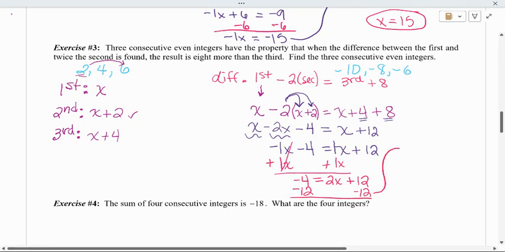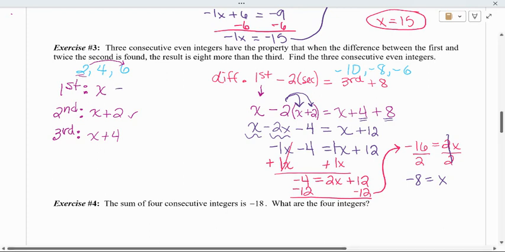So I'm going to draw a little arrow. So let's see, negative 4 and negative 12 give me negative 16 equals a positive 2x. And then you divide positive 2x on both sides. Yeah, just by the 2. You're just dividing by the 2. I knew what you meant. So negative 8 equals x.